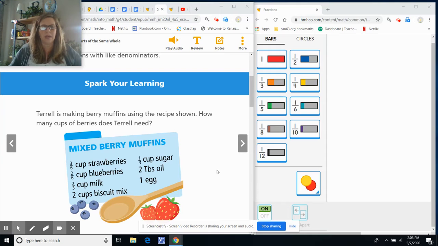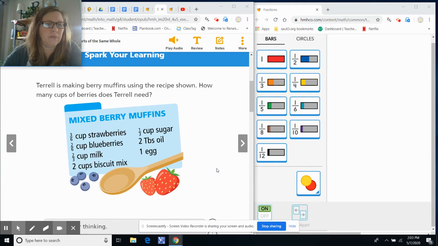It says Tyrell is making berry muffins using the recipe shown. How many cups of berries does Tyrell need? So let's take a peek at a recipe. Many of you may have used a recipe before.